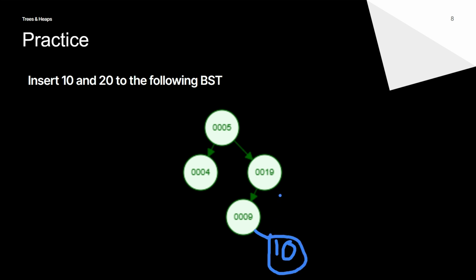Next, if we're adding the node 20, we're going to again search for it. So 20 is greater than 5, we traverse right. 20 is greater than 19, but 19's right node is null, so we insert 20 here.